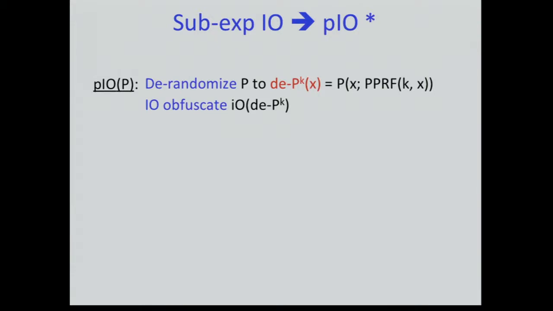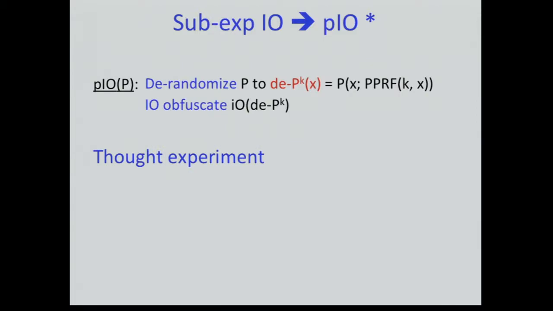All right, so what is the construction? We're given a sub-exponential IO, and we want to obfuscate a probabilistic program, P. What can I do? Well, I'm going to first de-randomize this probabilistic program using a pseudo-random function, a puncturable one, and then I'm going to obfuscate this de-randomized program. Just as anybody would do it. And let's see whether this is actually secure.